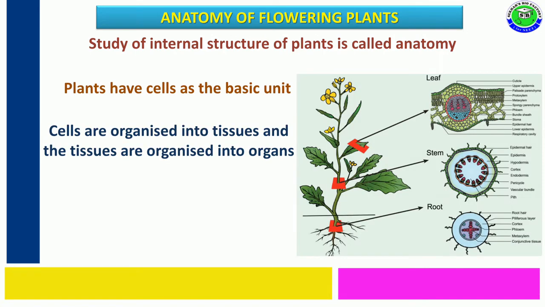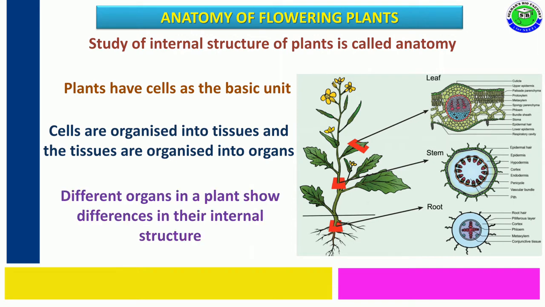In the plant body, many cells are organized into a group, called a tissue. These tissues become a tissue system, and finally the tissue systems are organized into different organs present in the plant body, like root, stem and leaf. And these different types of organs present in the plant body show different types of internal structure related to its anatomy.